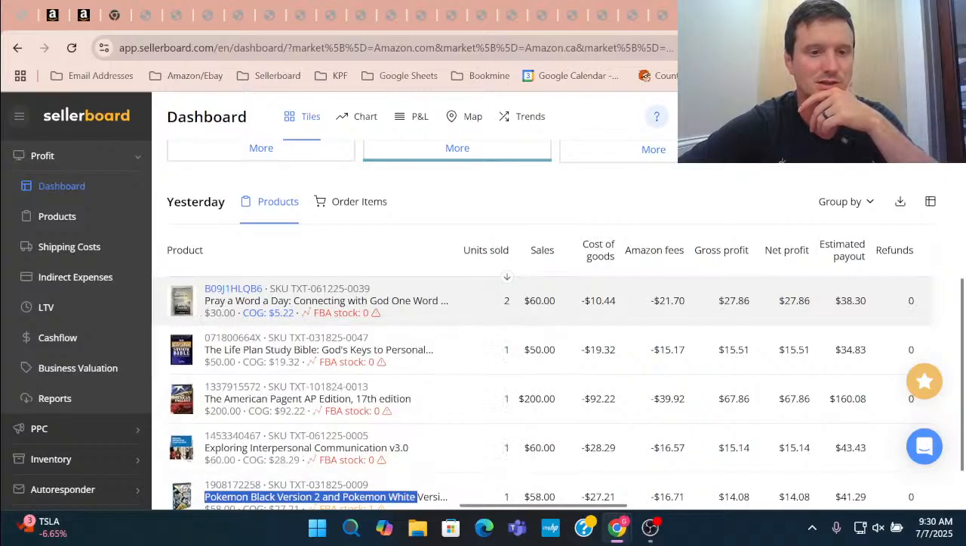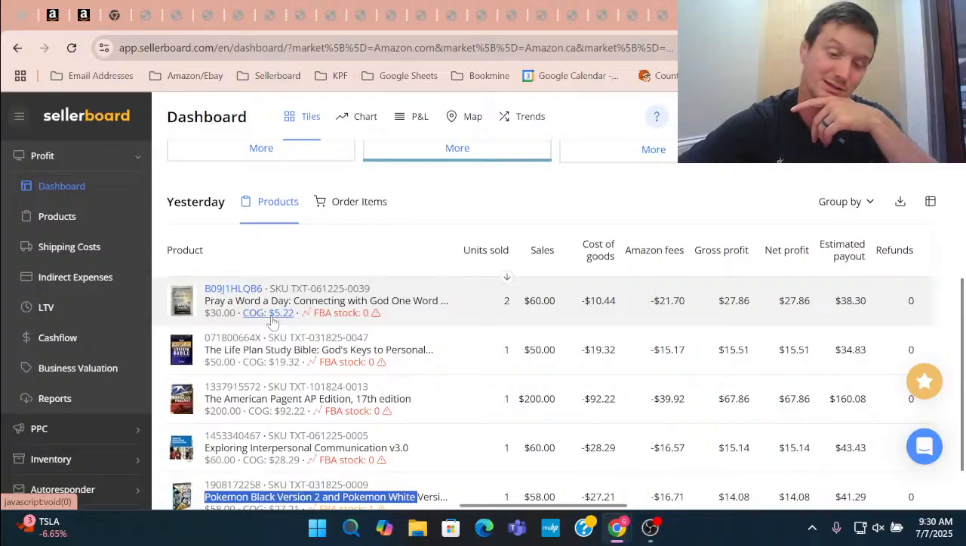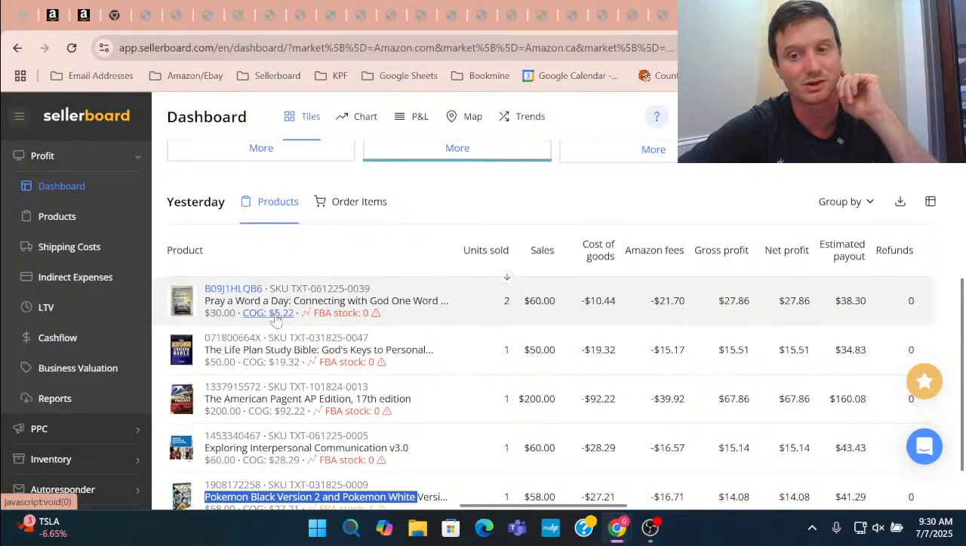And then I sold 2 of these. Not really like a huge win, but I mean, actually kind of is a big win. It's over 200% ROI for 2 of them. Sold them both at 30 bucks, but I got them both at 5.22. So it's a pretty good one right there.